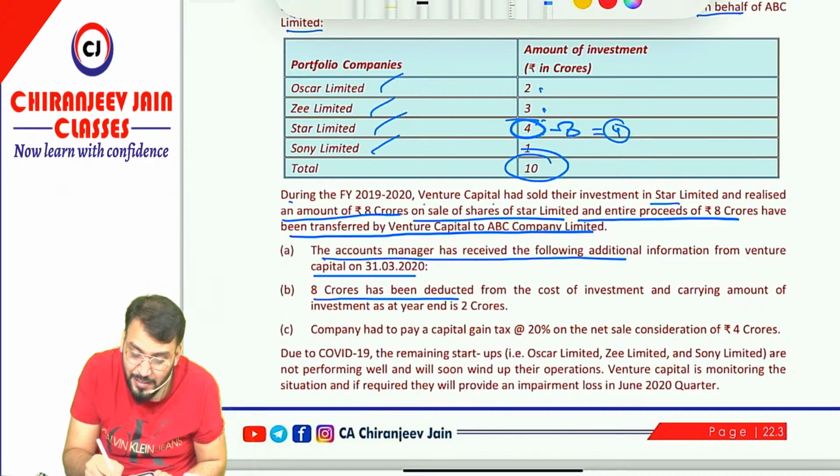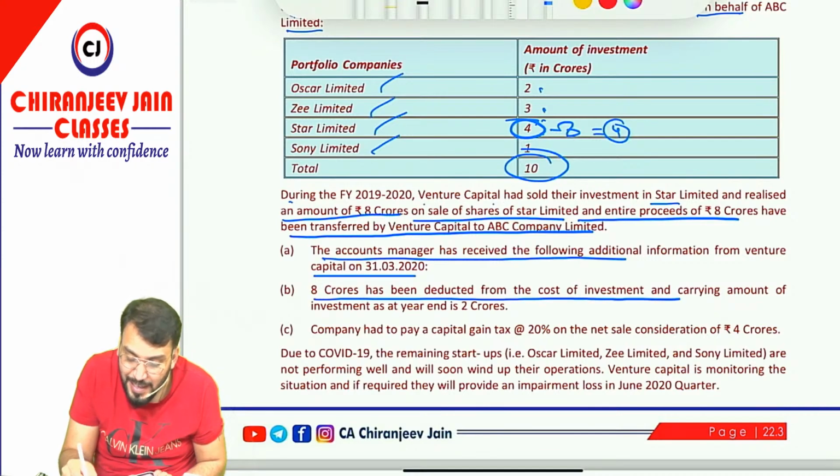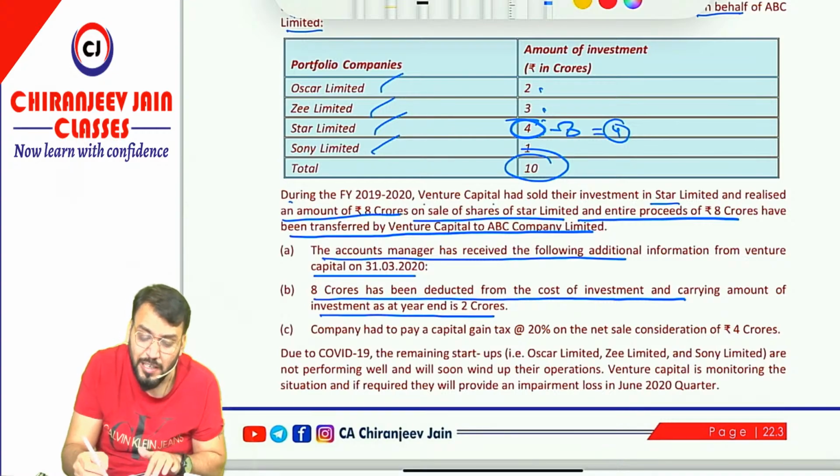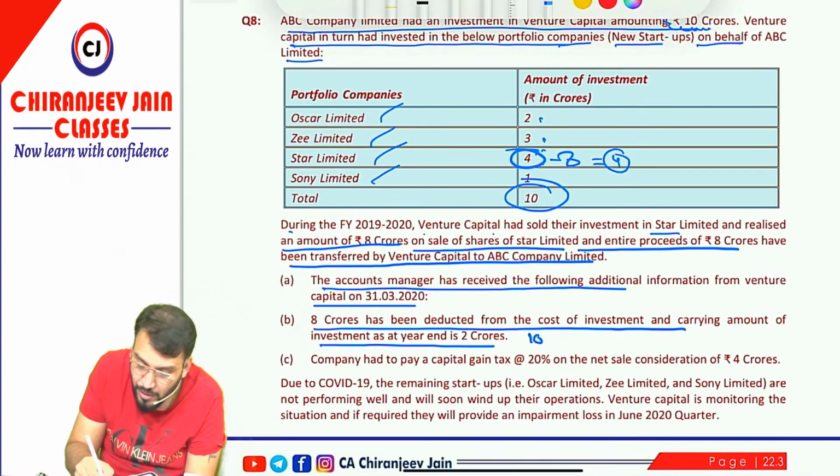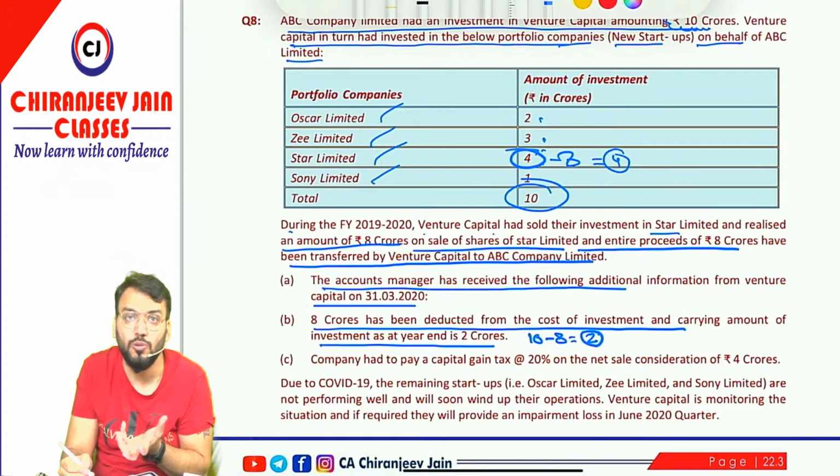8 crore has been deducted from the cost of the investment, and the carrying amount of the investment at year end becomes 10 crore. You can see the total investment in venture capital was 10 crore. From that they have deducted 8 crore, so the carrying amount of the investment becomes 2 crore. It means, can I say, in accounting they have not recognized any profit, correct?